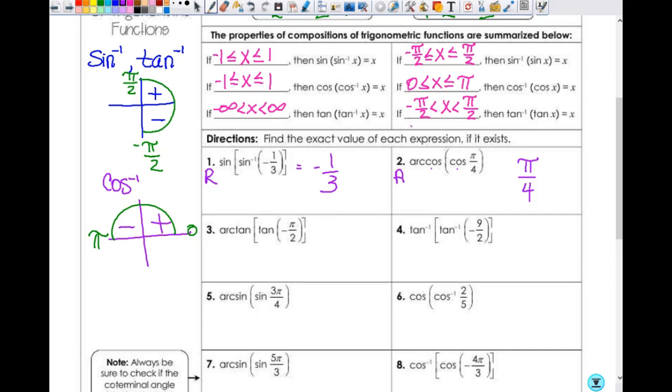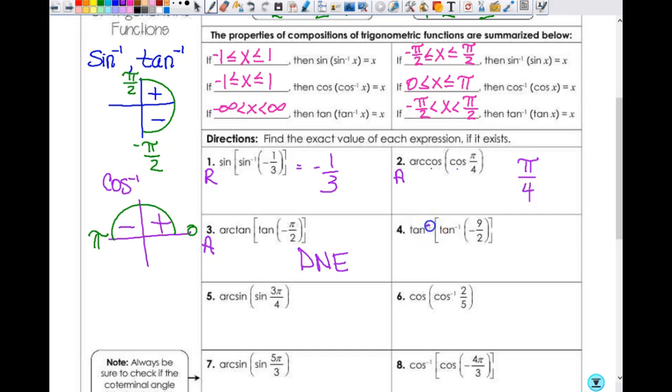I want the arctangent of the tangent of negative pi halves. This represents a what? An angle. Okay? And so does that angle fall within the range of angles that I have? No. Because look, they're not included. Or what's the tangent of negative pi halves? It's undefined, right? And so you can't take the arctangent of undefined. You can't do anything with undefined. So this answer here is just does not exist. You can't do it. D-N-E.